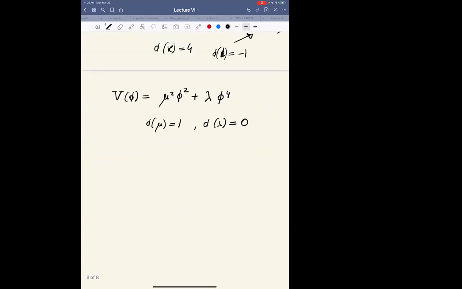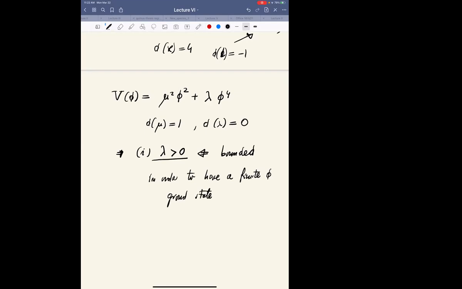By the way, let's establish immediately what we know. Immediately, I conclude, this is the first point, that lambda must be positive. That guarantees that the potential is bounded, that there is a ground state, in order to have a finite field ground state. If lambda is negative, of course, the minimum will be at phi equal to infinity. Lambda equals zero, you would fall into the abyss, phi going to infinity in the vacuum, and that's not good. So lambda must be positive. This is very important.